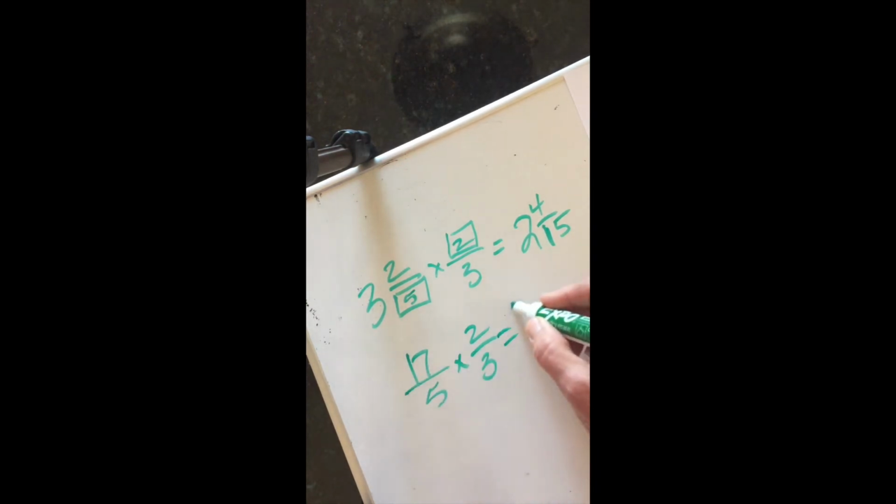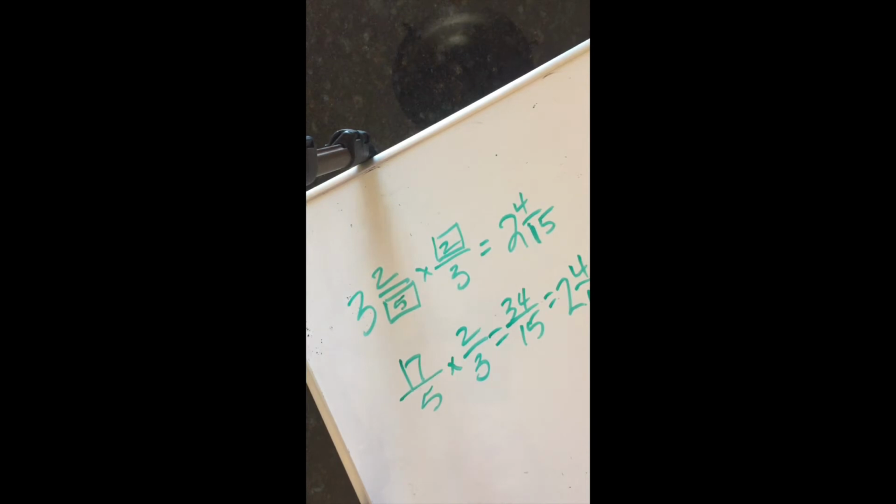17 times 2 is 34. 3 times 5 is 15. And 15 goes into 34, pretty sure twice, right? 2 15s is 30 with 4 left over. So we did get the correct answers there. Okay, so let's go on to the next one.